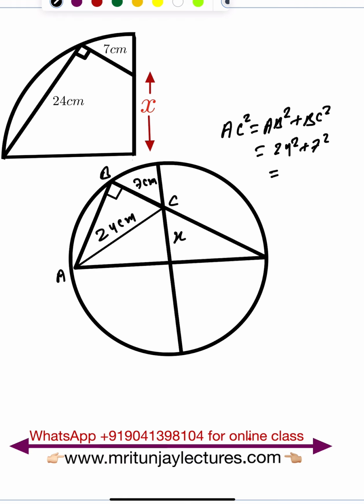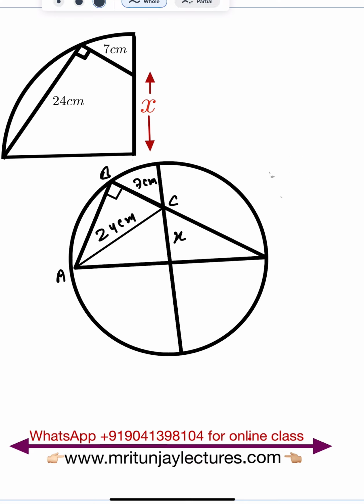Finally, what about that value? Simply we got 25 square. So basically AC is 25. I hope you understand. So you can write now here, this one is 25 centimeter.